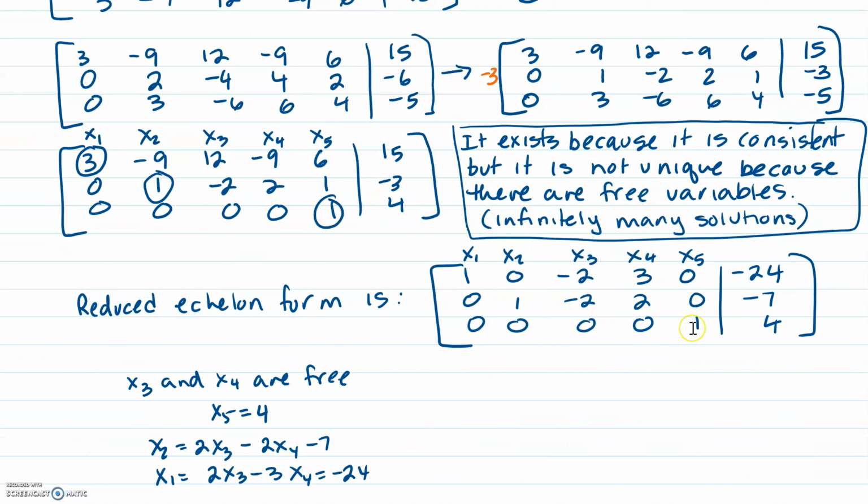From our third row, we know that x5 equals 4. And then from our second row, x2, if you bring these over, is 2x3 minus 2x4 minus 7. And then from our first row, we know x1, and again, solving, moving these over, that would be 2x3 minus 3x4. Oh, I have another equal sign there, sorry. Minus 24. So this would be the general solution.